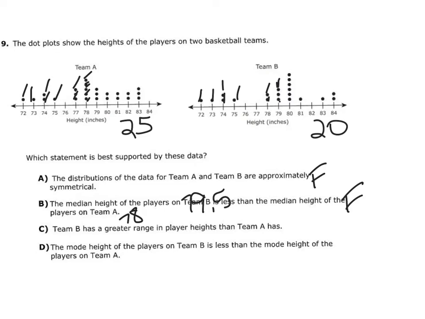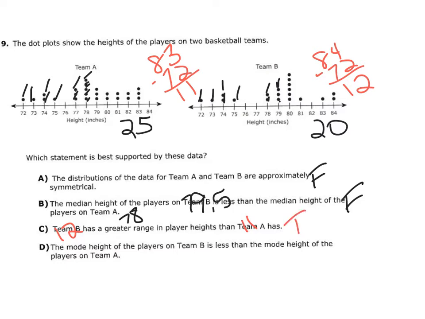Let's look at C. Team B has a greater range in players' heights than Team A. So let's go ahead and look at the range. The range for Team B is 84 minus 72. That's going to give us 12. And then 83 minus 72 is going to give us 11. So let's read what it says. Team B, which is 12, has a greater range in player height than Team A. That is true.